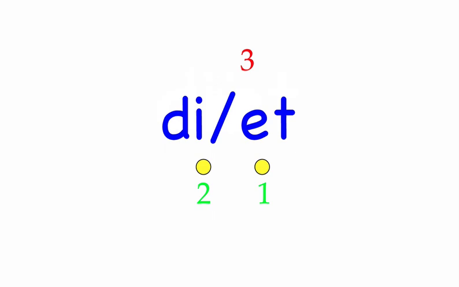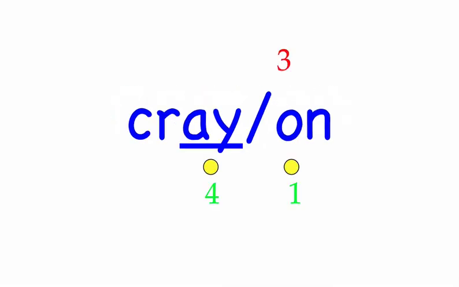Crayon. I just stepped on a crayon. Cray has 3 sounds. K, r, a. On, 2 sounds. Ah, n. Crayon. Mark the word.